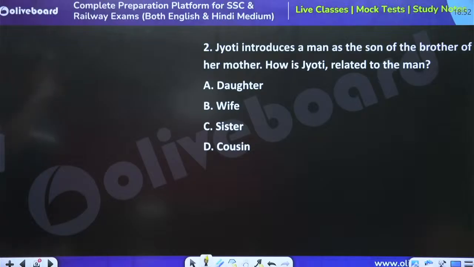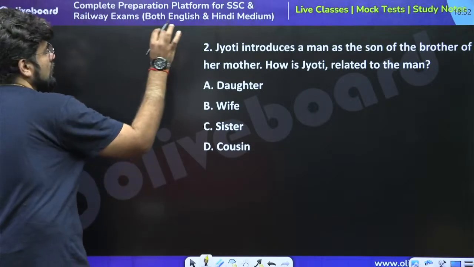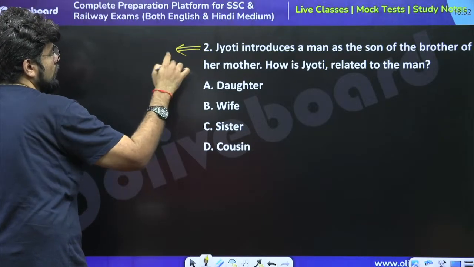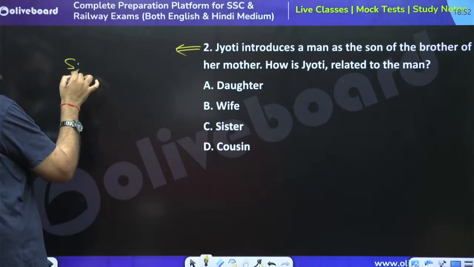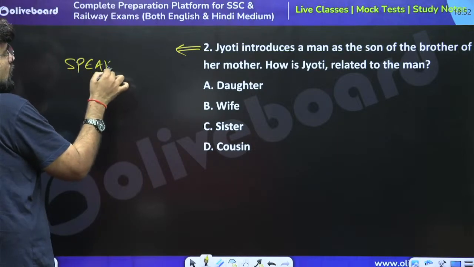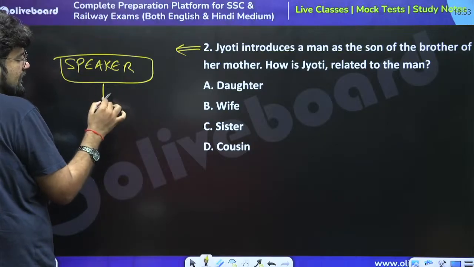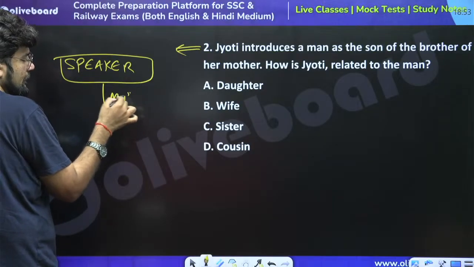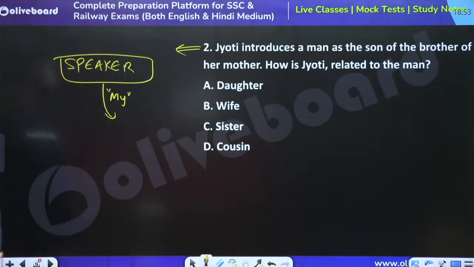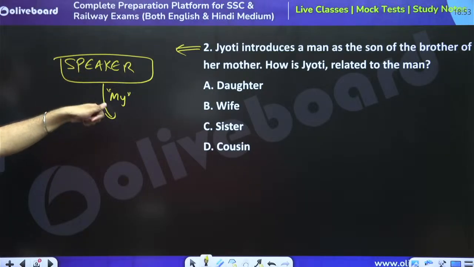Now in these questions, before you start, I'll tell you how you can solve them, how you can make the tree. Always start your tree from the speaker and make the first connection at the word my. Then you read and start connecting accordingly. A lot of people show different methods here, but it's not required. You can solve it with the same method.